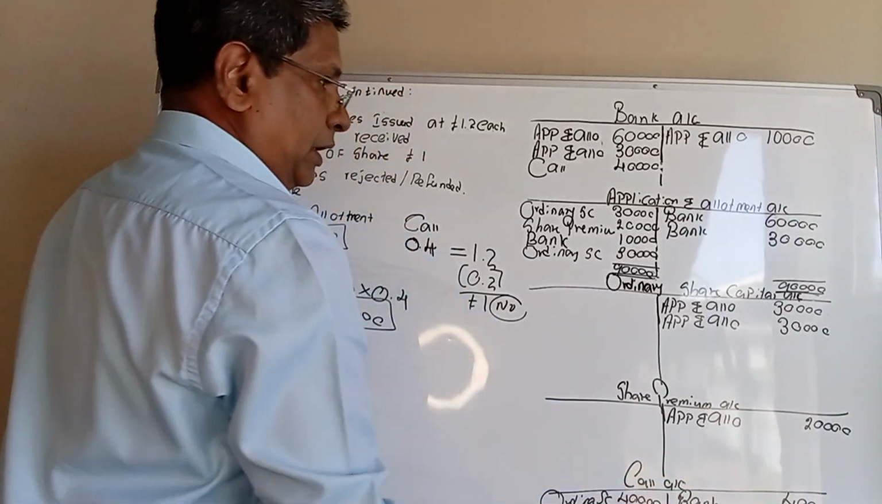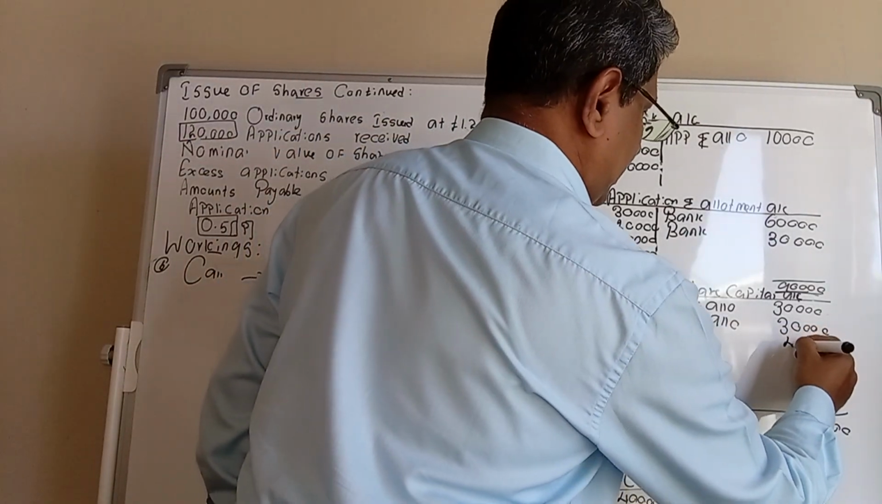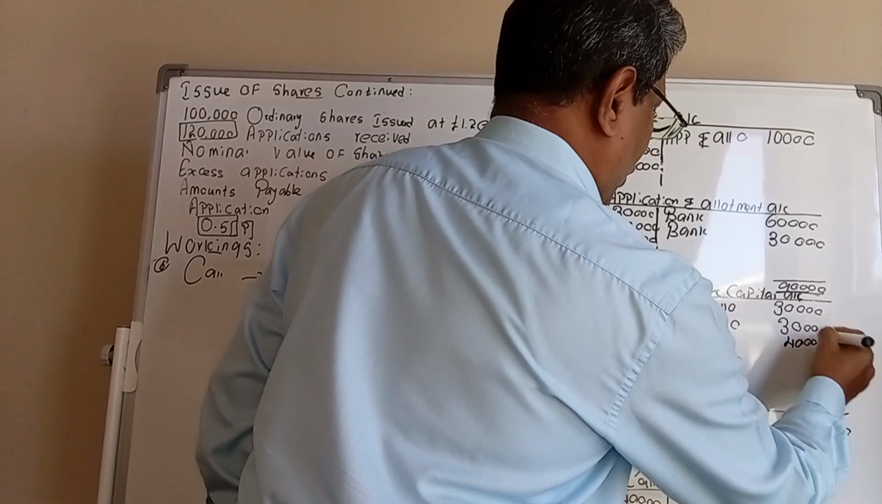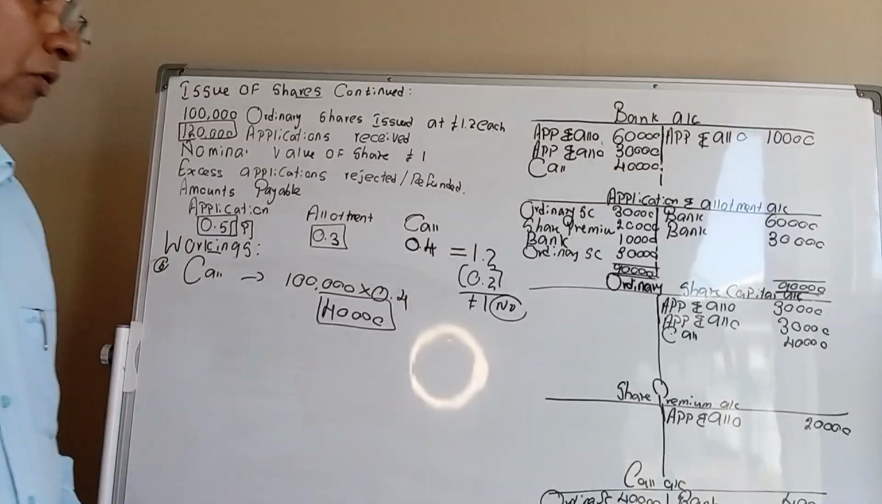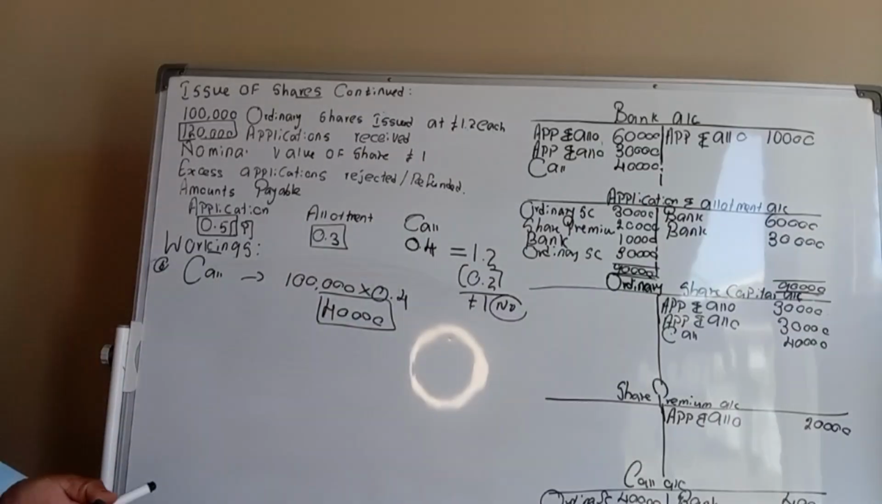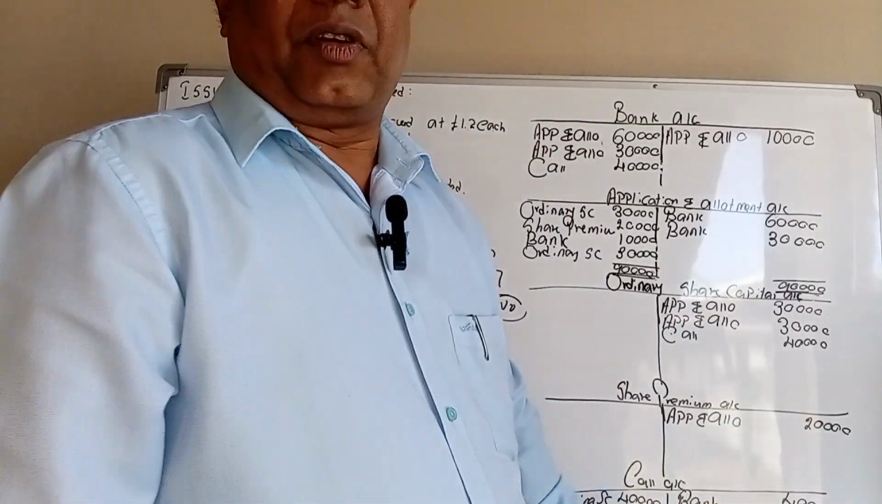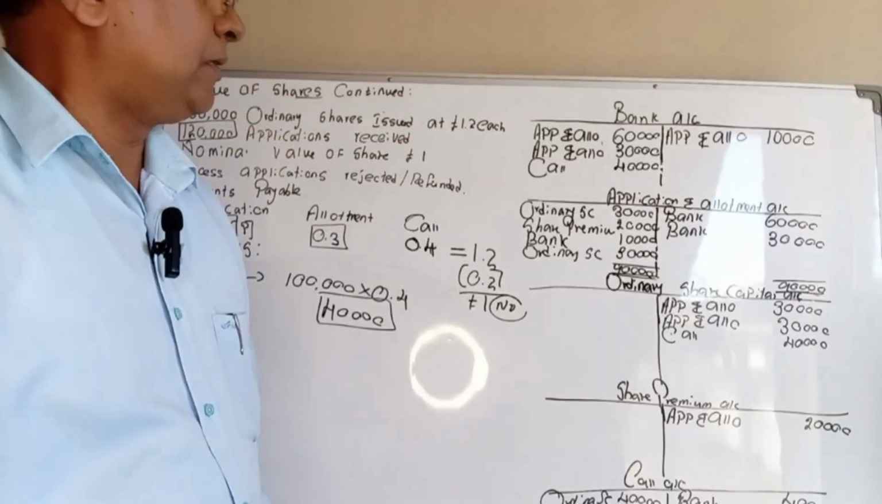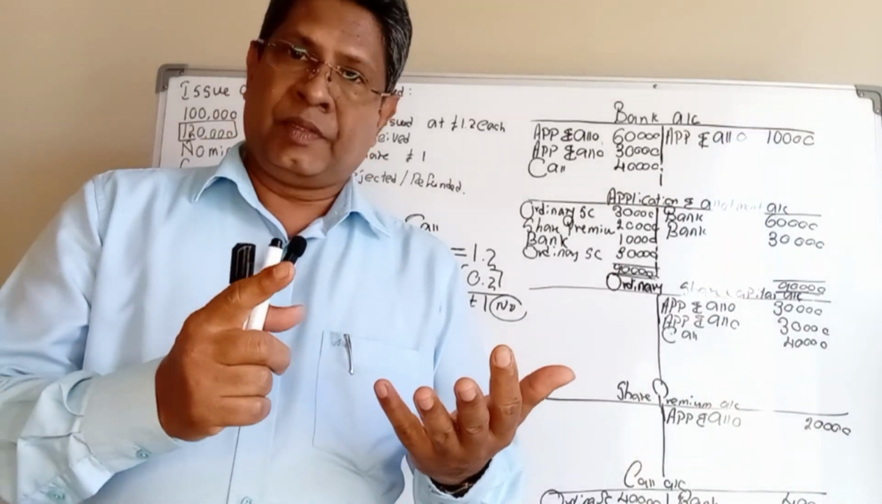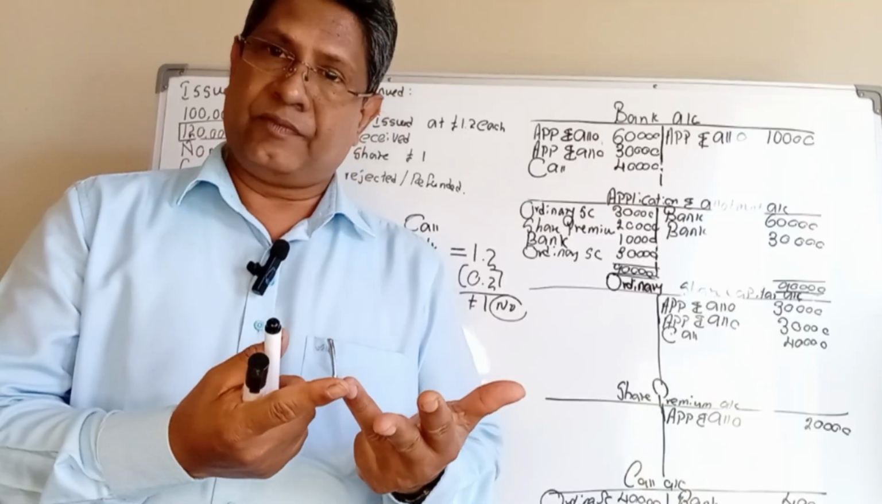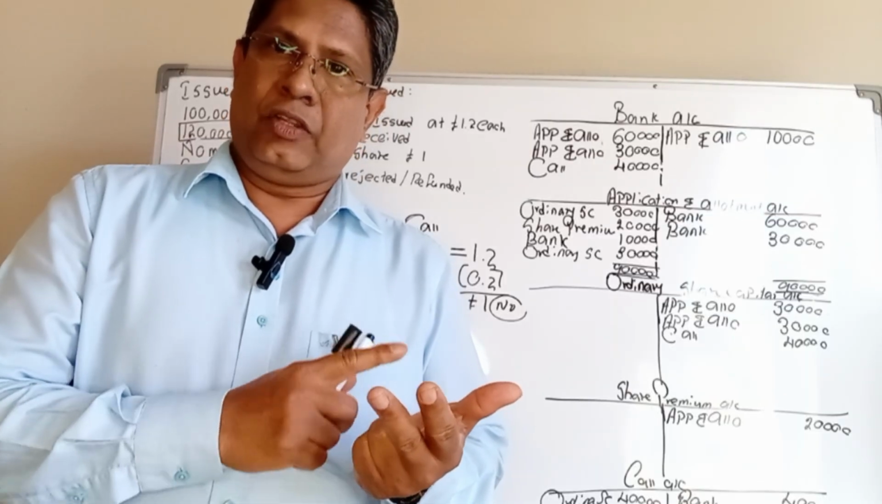Therefore, I will debit my call account and I will credit my ordinary share capital account as call 40,000. Clear? Easy steps, isn't it? So application money, we transferred the nominal value and the share premium.